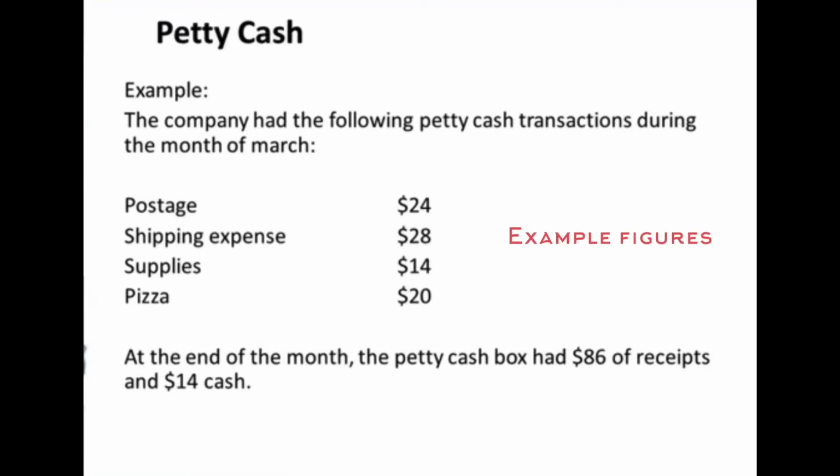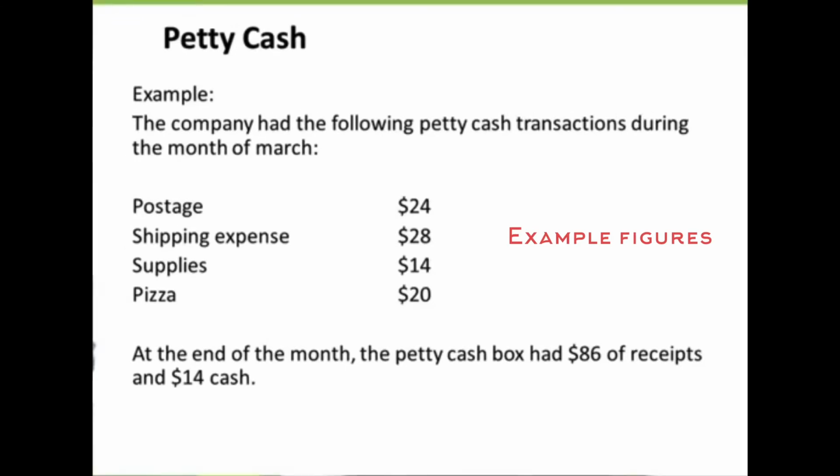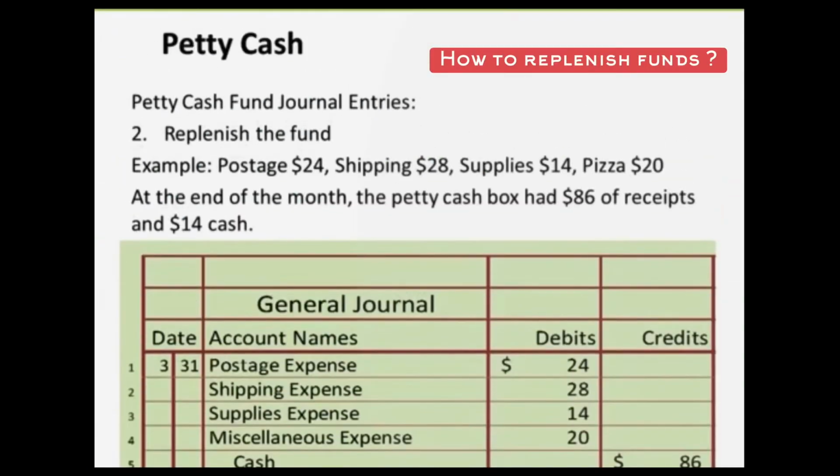Let's assume the following petty cash transactions took place during the month of April. We had postage for $24, shipping for $28, supplies for $14, and let's say we had a pizza party for $20. At the end of the month, the petty cash box has $86 of receipts and $14 remaining in cash.